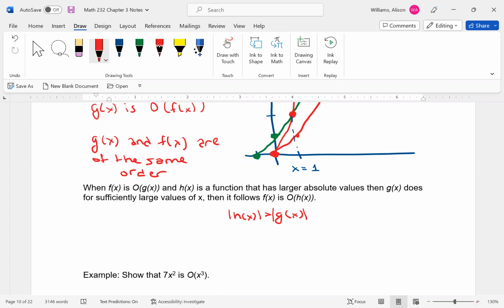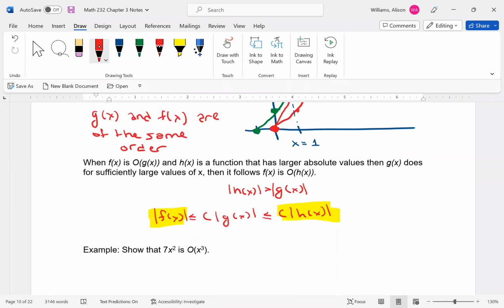Then it's going to follow that f of x, we already know it's big O of g of x. But since h is always bigger than g of x, it's very easy to say that this is true. That c times h of x works. So there it is. We've just shown that this is less than or equal to this. So by definition, f of x is big O of h of x. So if we have a function that's always bigger, we can go ahead and apply the big O definition to it. Okay, let's try another example here.